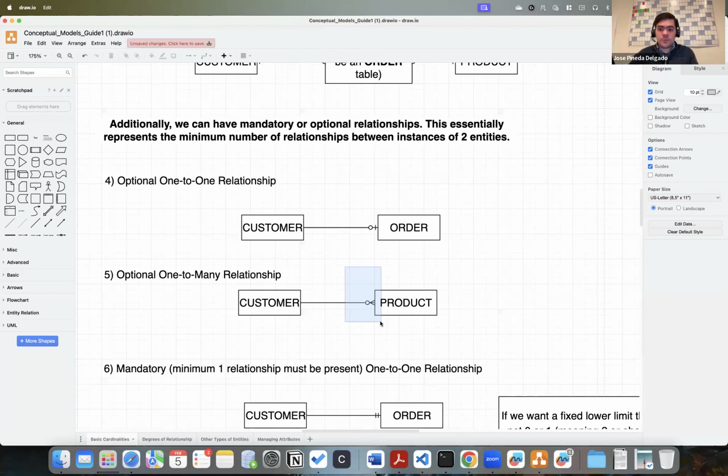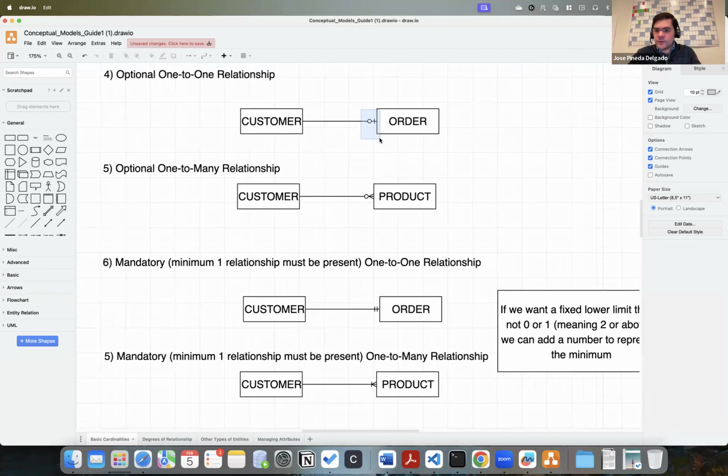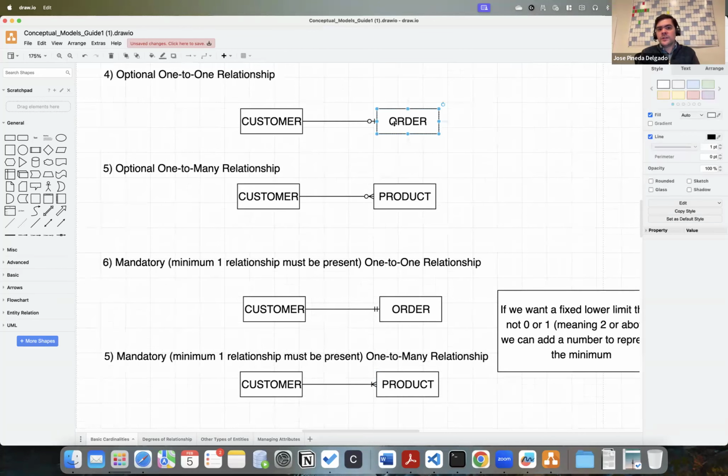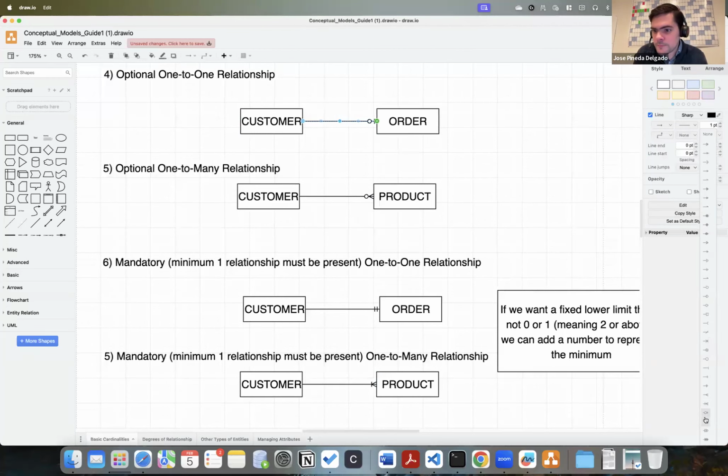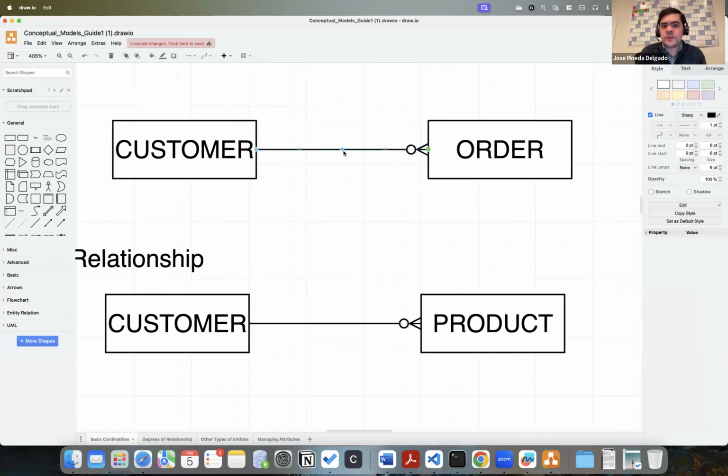That's the crow's foot. So it is possible to set up both a minimum boundary and a maximum boundary using these two symbols. The symbol for the optional is that little circle right there. It always goes further towards the middle of the line, no matter which direction you are doing it. So if it was, let's rephrase this, a customer can place 1 or multiple orders. I'm just going to change it like this. And we were also saying that an order can only be placed by only one customer.